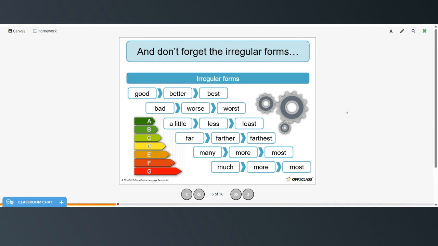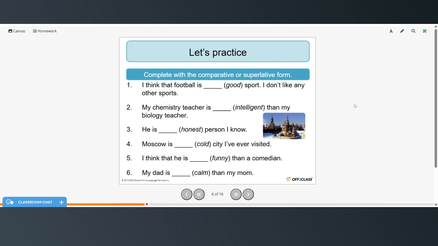And then don't forget about the irregular forms: good, better, best; bad, worse, worst; a little, less, least; far, farther, farthest; many, more, most; much, more, most. So now complete each with the comparative or the superlative form. You can pause the video, try these on your own, and then restart when you are ready to check your answers.